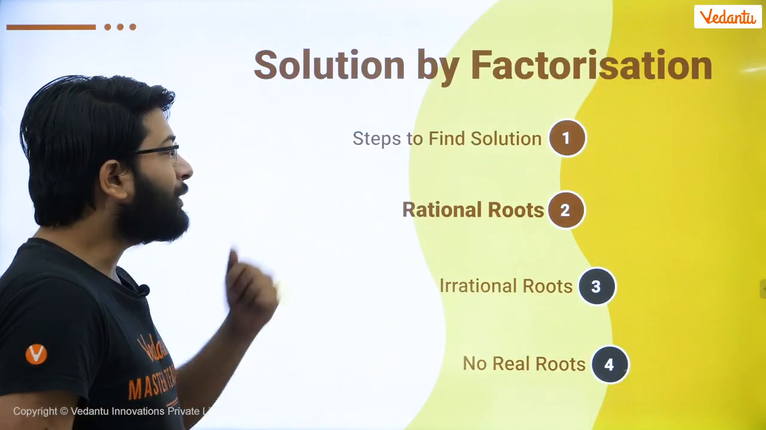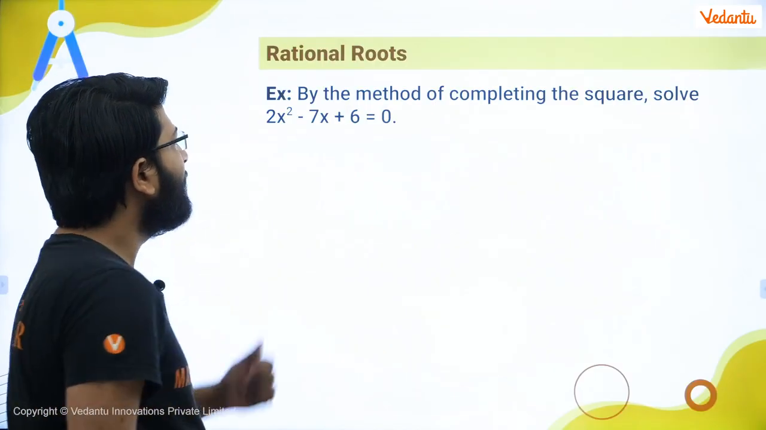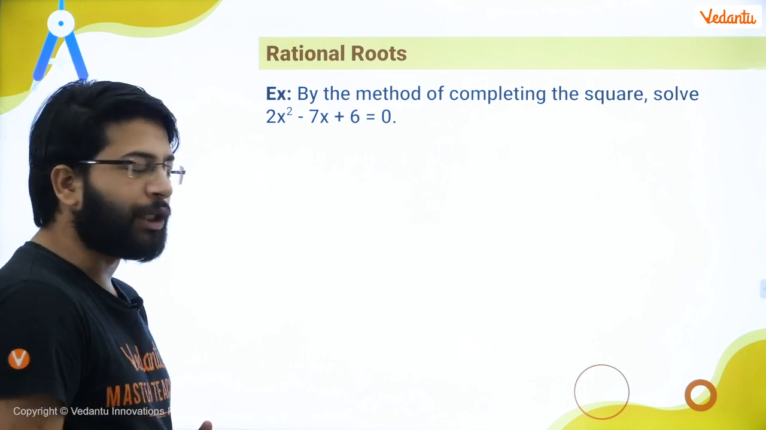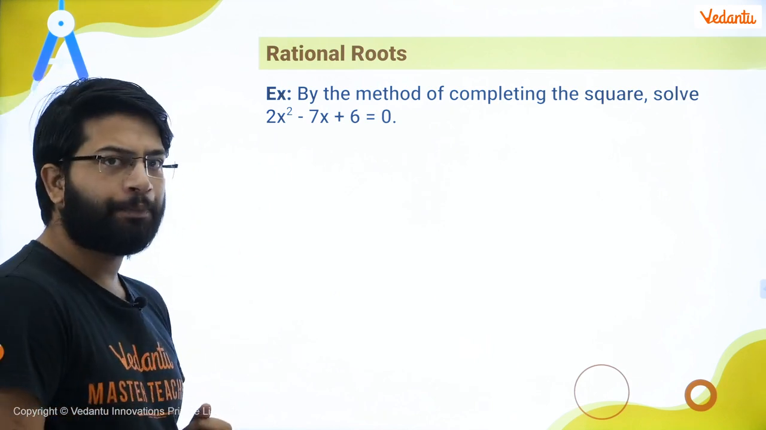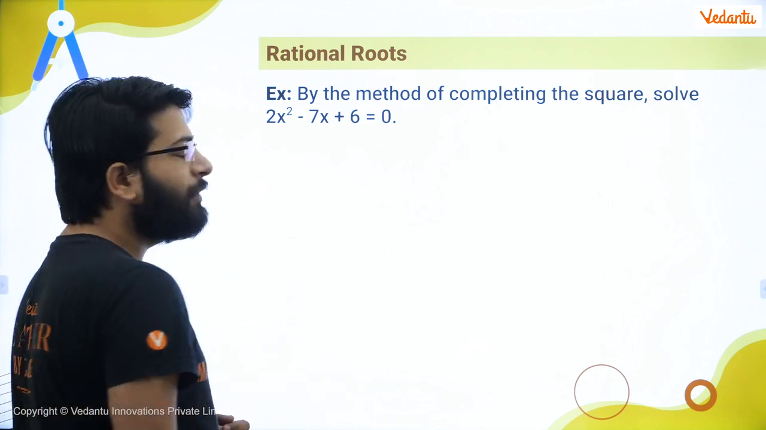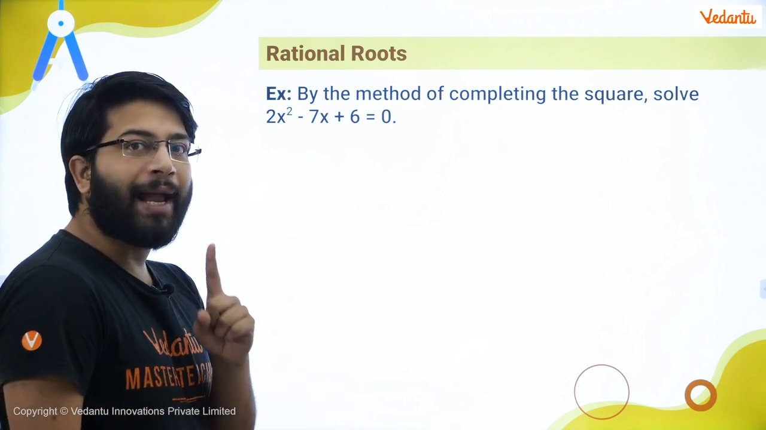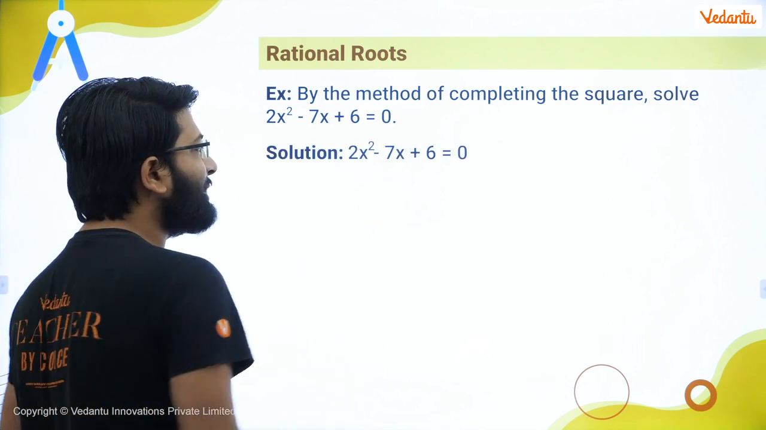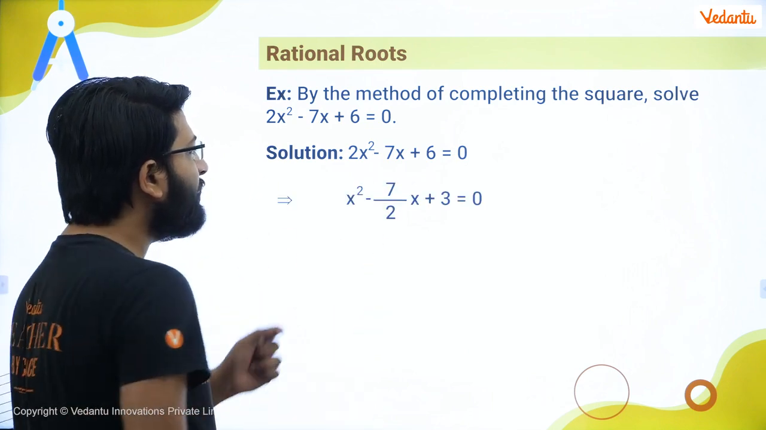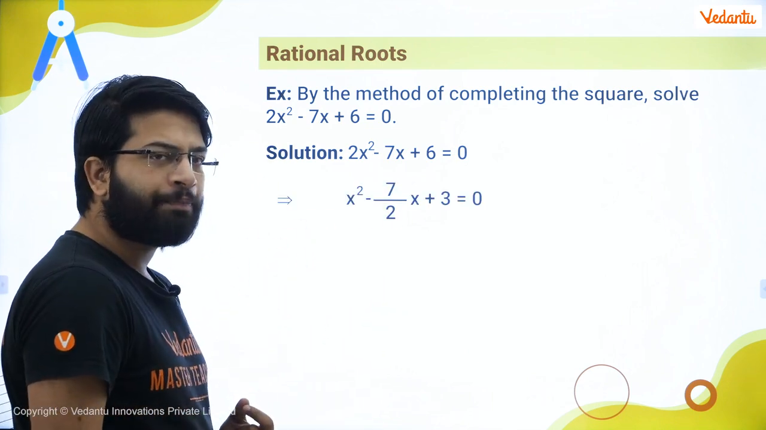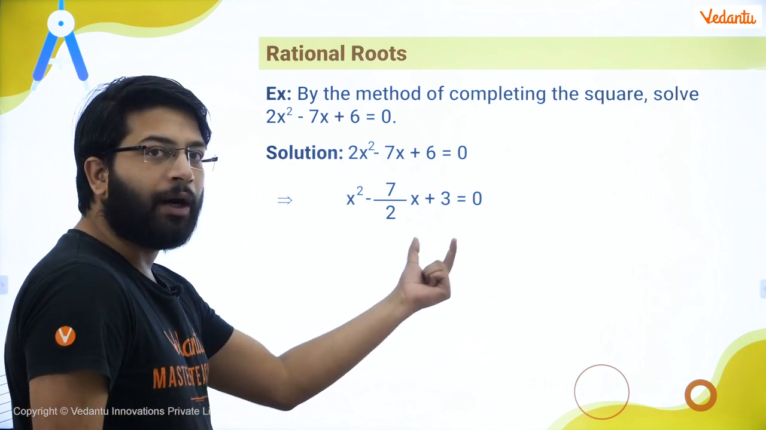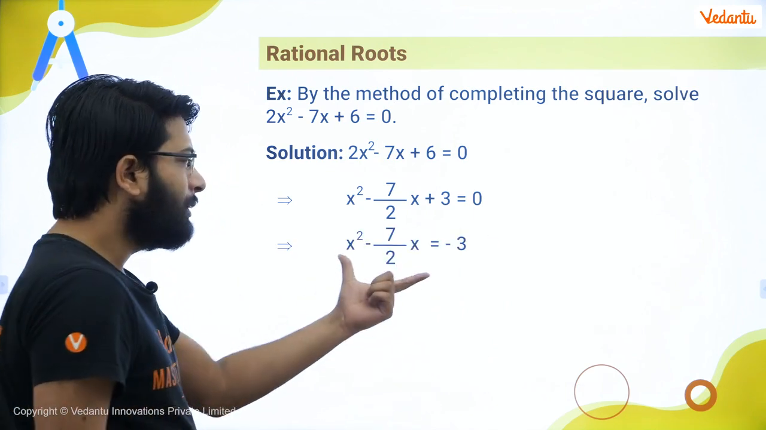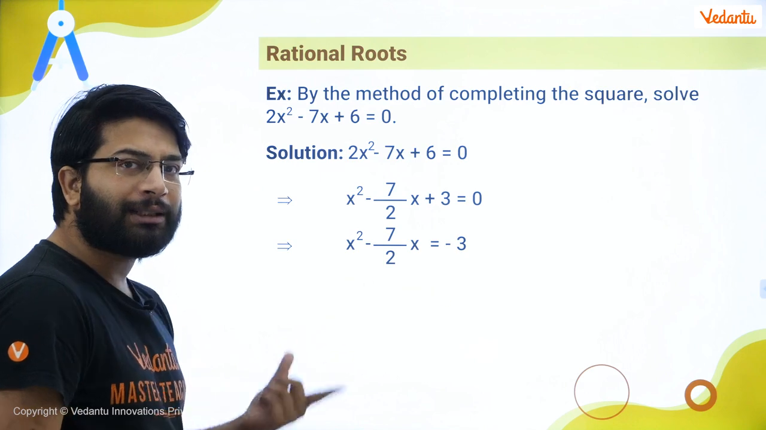Very good. Now champ, let's say we have one more quadratic equation, 2x square minus 7x plus 6 equal to 0. What do we do first? We divide by the coefficient of x square. When we divide by the coefficient of x square, I will get this. Now take the constant term to the other side. I took the constant term to the other side.